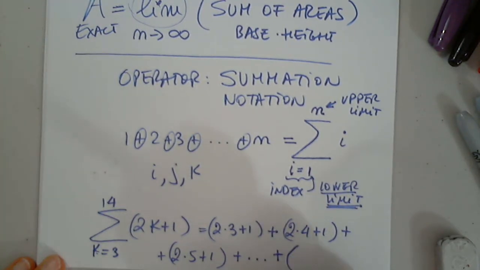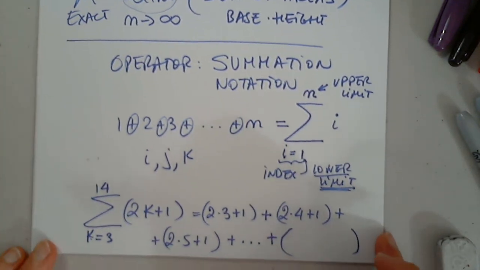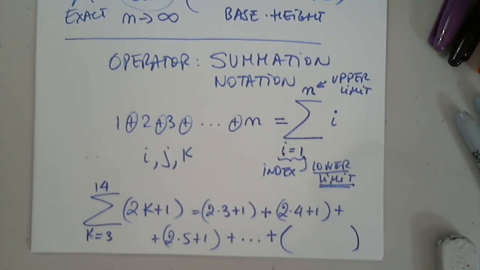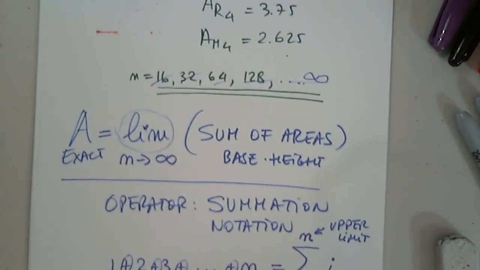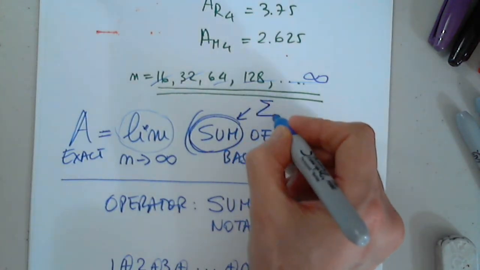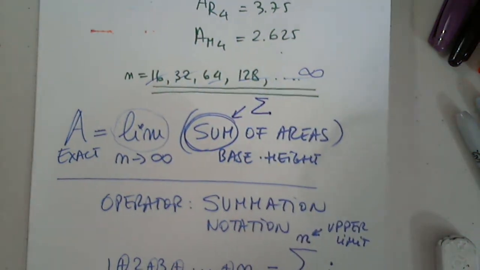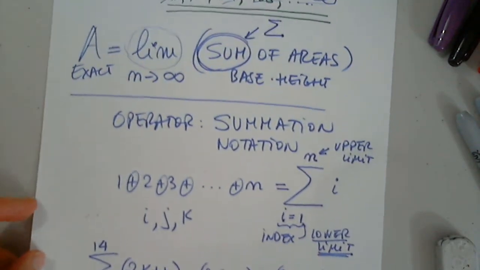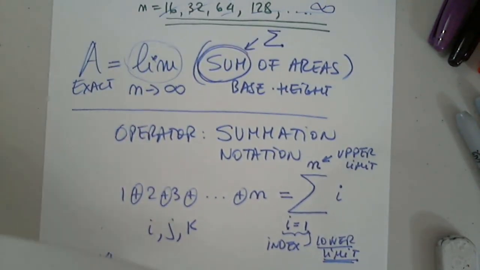Can anyone give us the last one of this sum? Plus G. That's it. So this is how this summation operator works. Why do I need all this? For this, to replace it with a sum. Okay, so now we know what the summation notation is. So how are we going to write this?